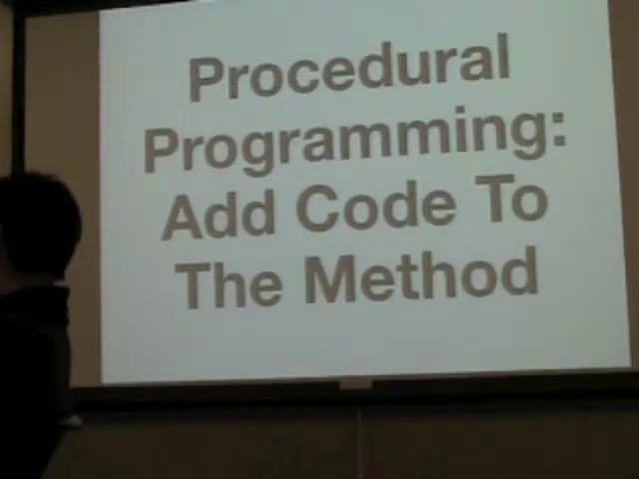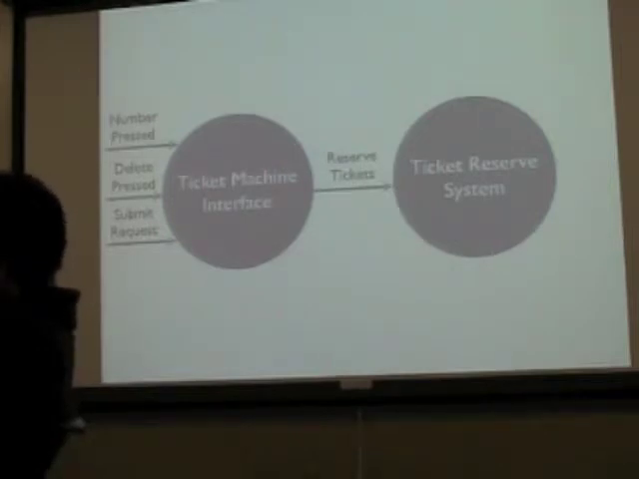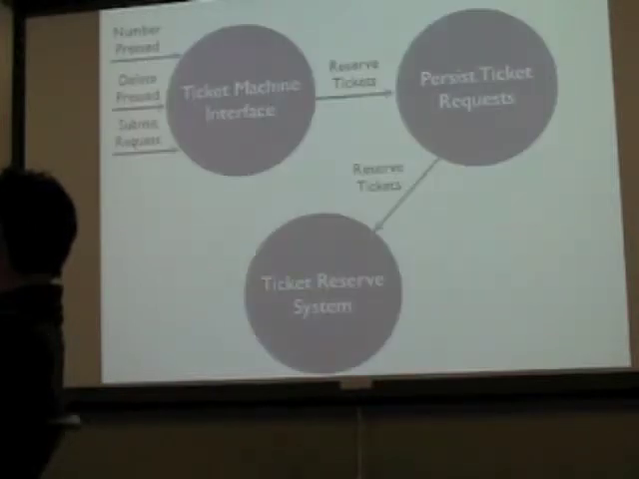Well, if you were doing a procedural programming approach, you would go into the code of the ticket machine interface, and before you talk to the ticket reserve system, you would add code to first save that request before it sends it. But in an OO programming way, what you would do is you would change the object composition. You would add another object which would be responsible for persisting that data. So maybe it would look like this.